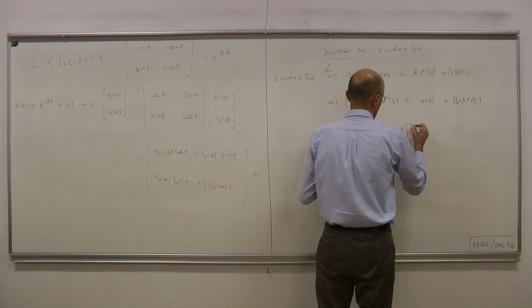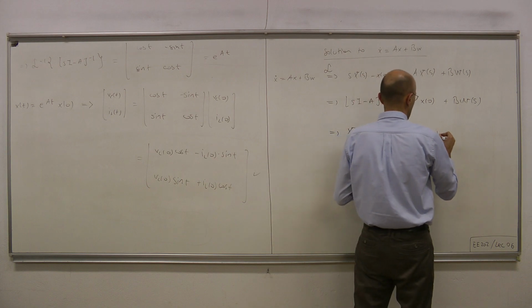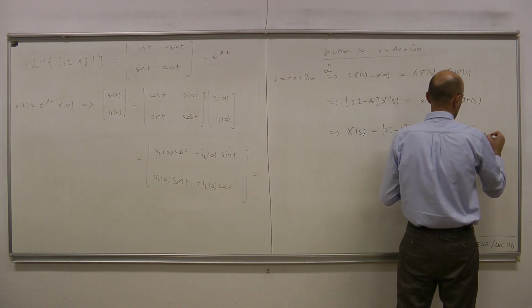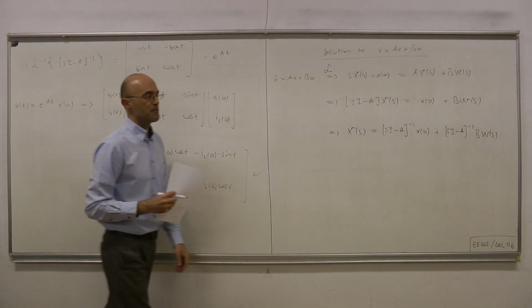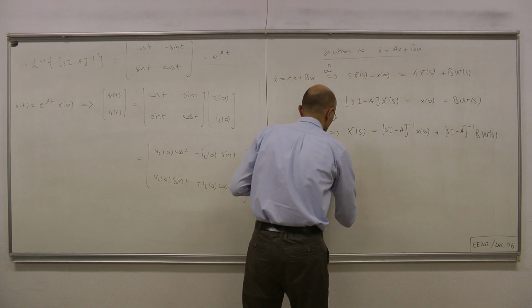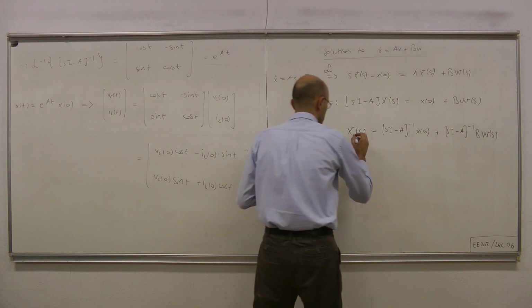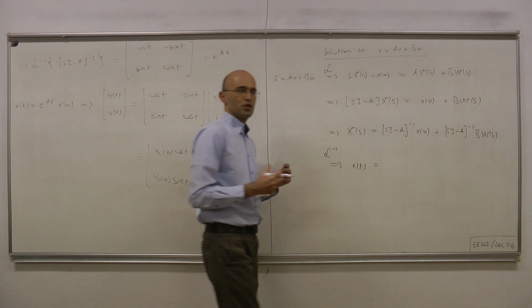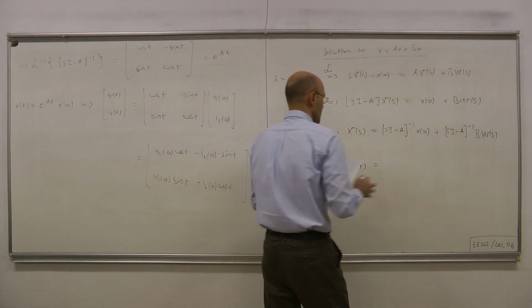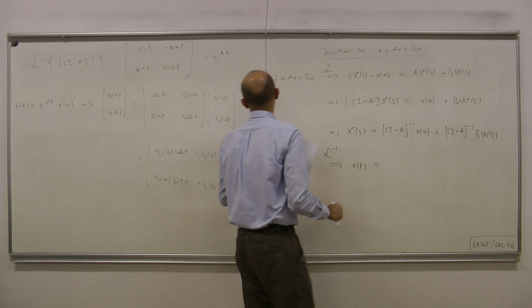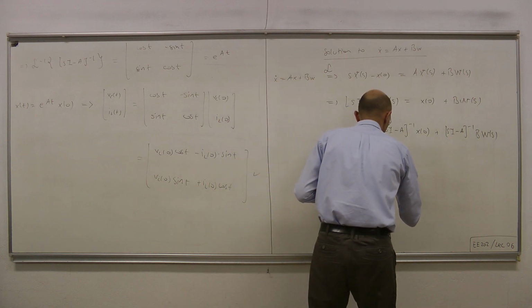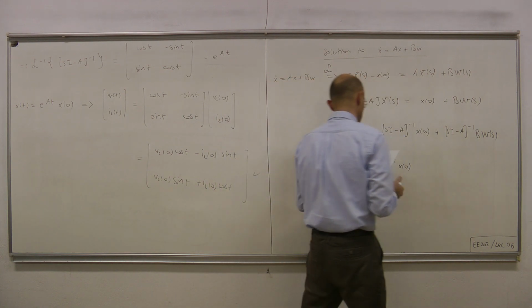times the initial condition plus (sI minus A) inverse B times W(s). And then we now take the inverse Laplace transform. This becomes x of t, our solution. Now the solution depends not only on the initial condition but also on the input vector. The inverse Laplace transform of this, we already know, is e to the A t times x0.